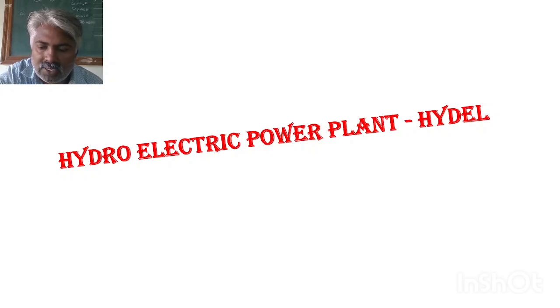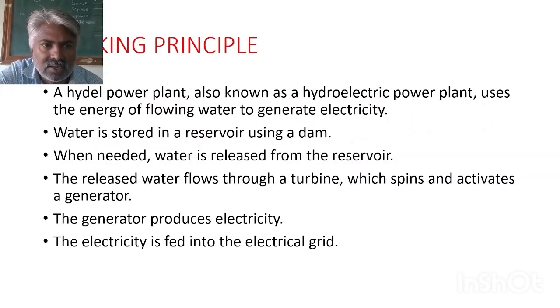So, you all know that hydro means water. So by using water as a source, we are going to generate power using a power plant. That power plant is called hydroelectric power plant, also called as HYDEL power plant. So seen here, a HYDEL power plant is also known as hydroelectric power plant that uses the energy of flowing water to generate electricity. So you all know about the dams.